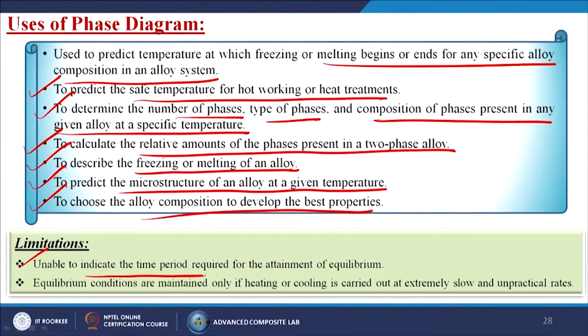But of course, there are certain limitations. What are those? Unable to indicate the time period required for the attainment of equilibrium, and equilibrium conditions are maintained only if heating or cooling is carried out at extremely slow and unpractical rates. Now, what are the applications?